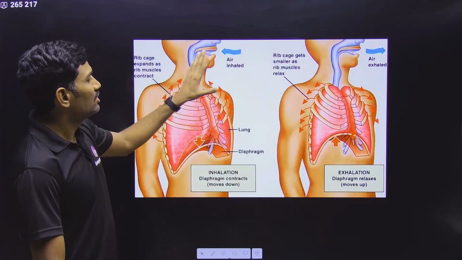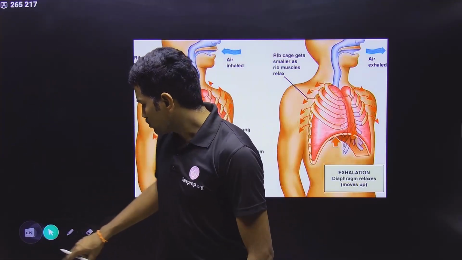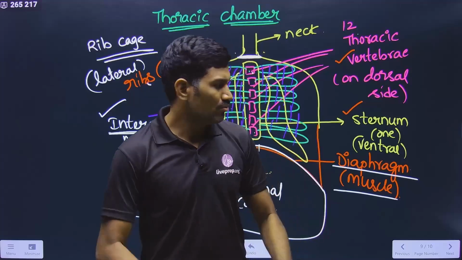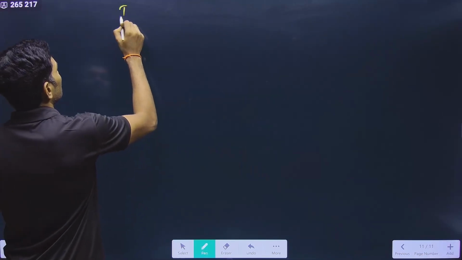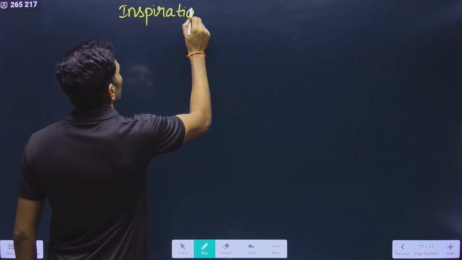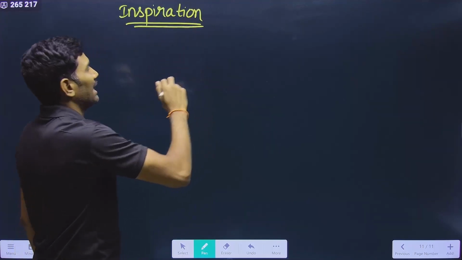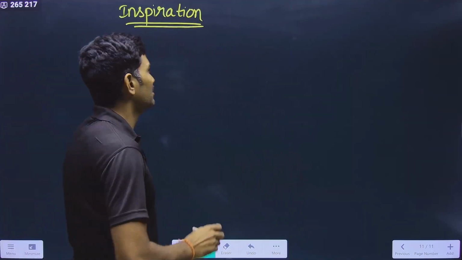Now we are talking about the process. The process is very simple. Since you understood how pressure, volume and all these things change, now let us see. First we will talk about inspiration. First we will go logically only. Logically we will try to understand this. So what exactly is happening in inspiration?